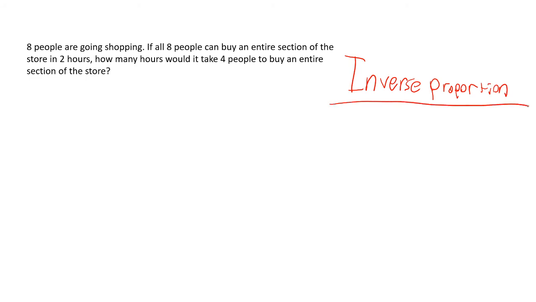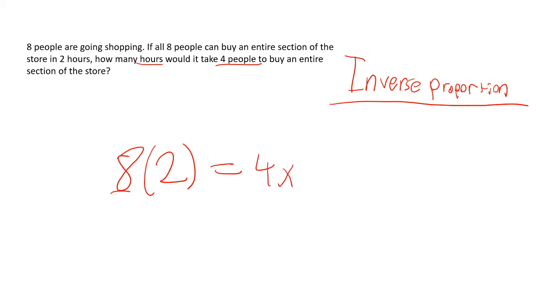Now that we know we're dealing with inverse proportion, let's go accordingly. 8 people can buy an entire section of a store in 2 hours. 8, 2. How many hours would it take 4 people to buy an entire section of a store? Hours is the unknown, and we have 4 people. This is 8 people, 4 people. Hours is unknown, x. We've built our thing. Now, 8 times 2, the product remains constant. Remember, inverse proportion. 8 times 2 is 16. We have a much simpler equation. Solving for x, we get x is equal to 4.